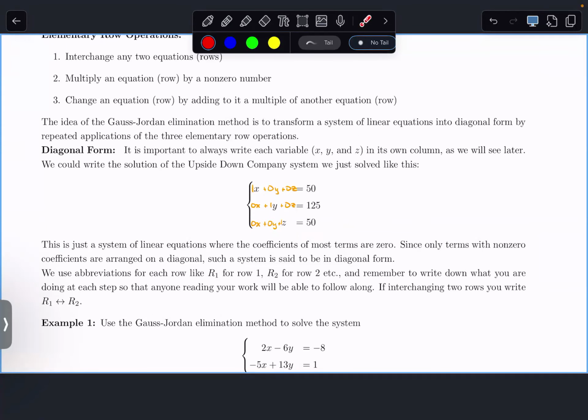As long as we're stacking our x's on top of our x's, our y's on top of the y's, and our z's on top of the z's, I wrote too big here, then we'll be able to add and subtract the rows from each other to eliminate the other terms. Because our goal is going to have x, y, z on the diagonal like this.